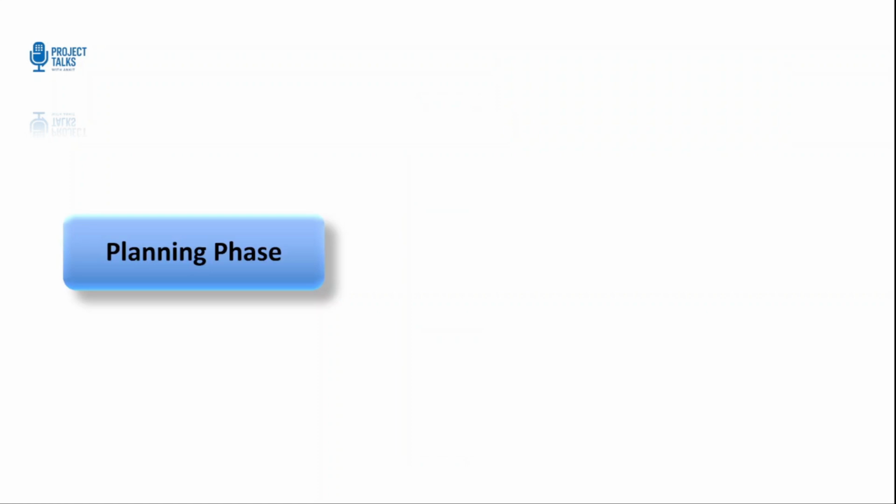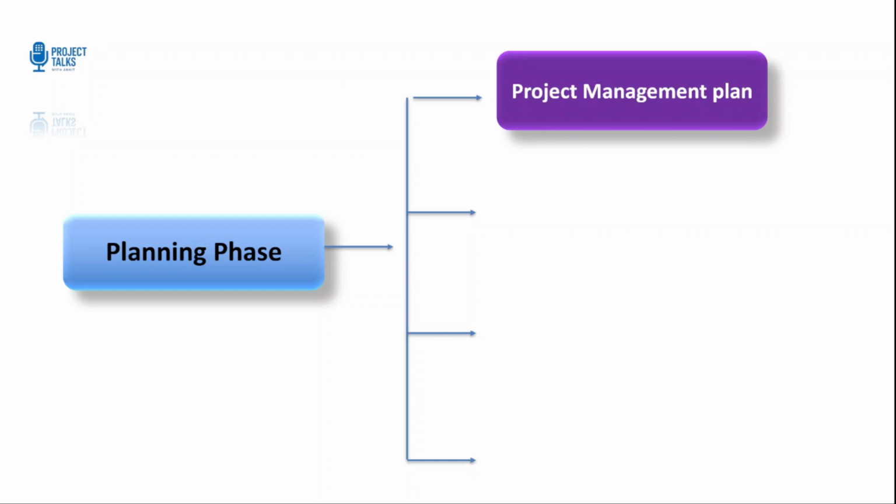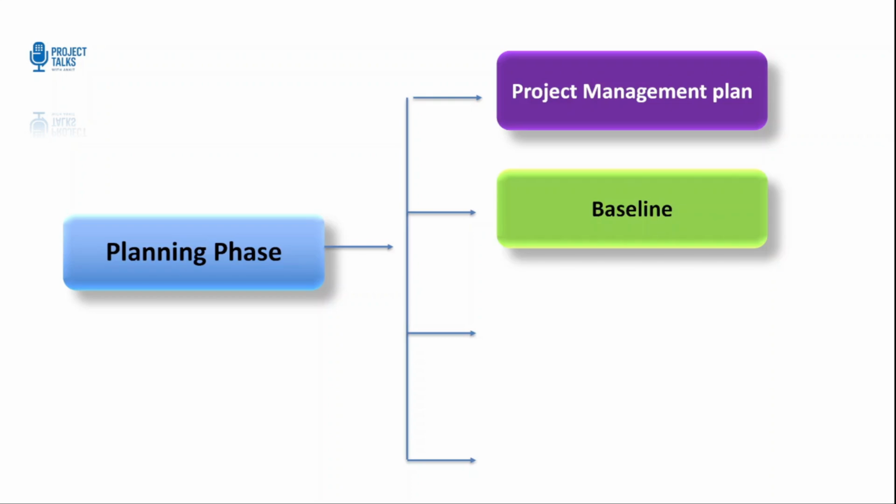Now, the planning phase will be divided into four parts. The project management plan. This is the master document that integrates and consolidates all subsidiary plans, providing the overall roadmap for managing the project. Baseline. These are the approved versions of scope, schedule, and cost plans used to measure project performance against.